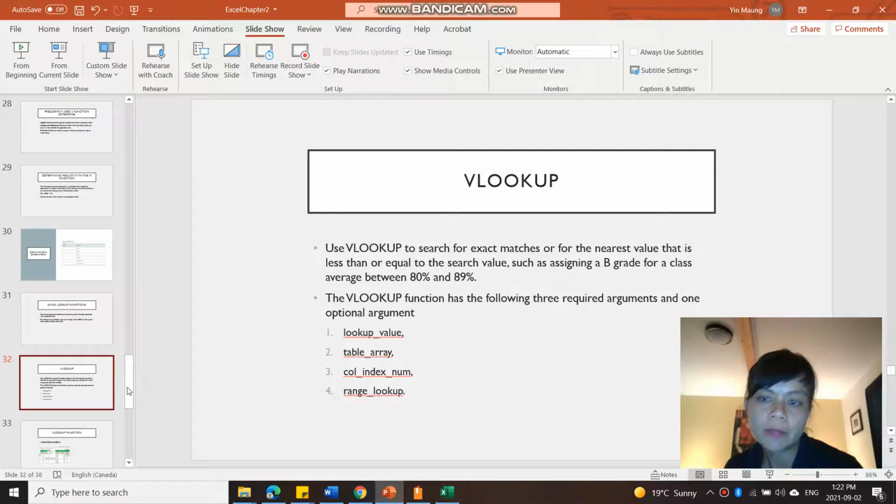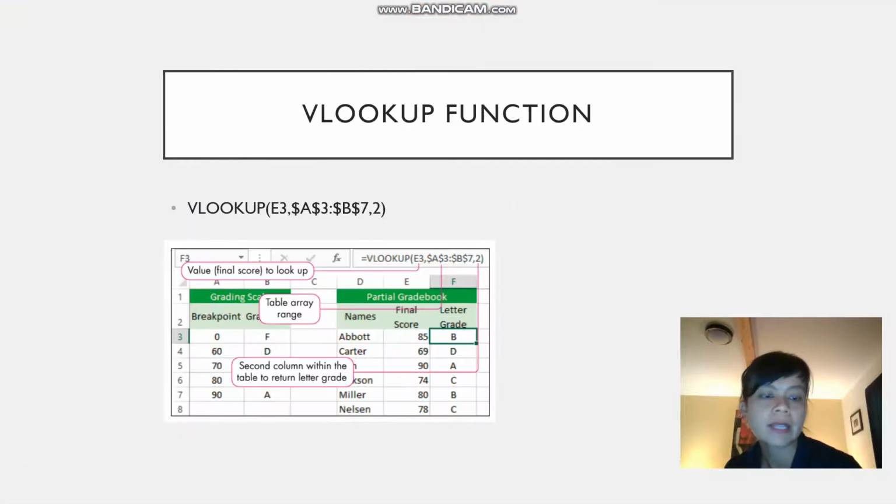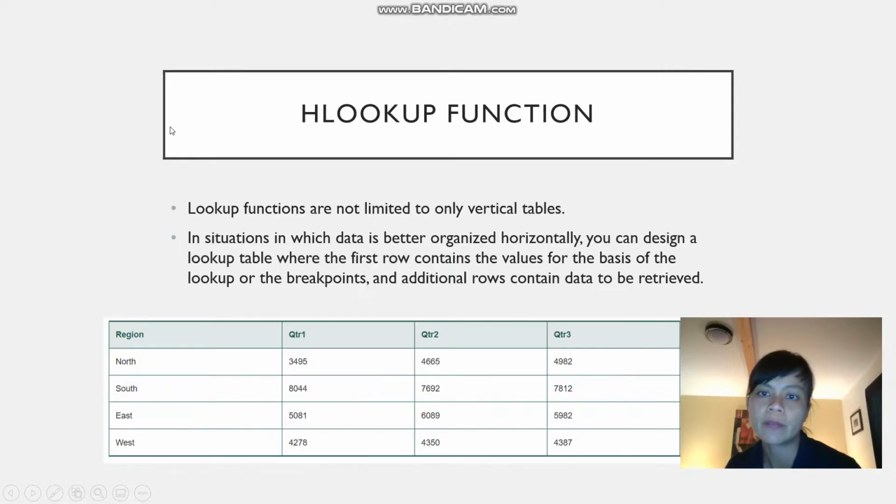All right, so let's move on. And I just wanted to talk about, there we go. So here in your textbook, you would have this nice little figure that shows you what each of the arguments are. So here it's the final score to look up, and this is the table array range, which is the grading scale. And over here is the second column within the table to return the letter grade. So that's what that number 2 is there for.